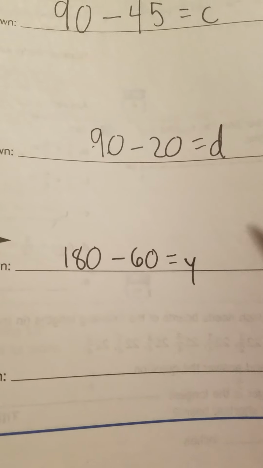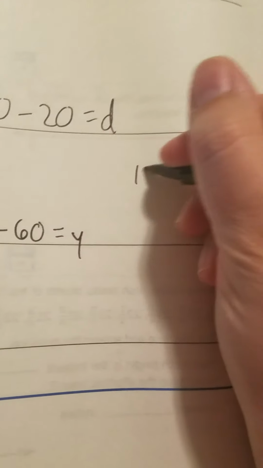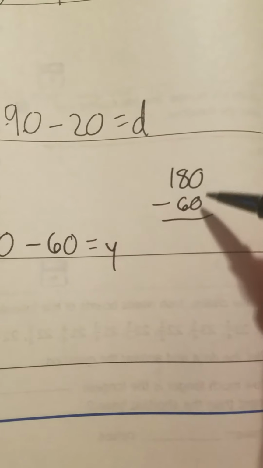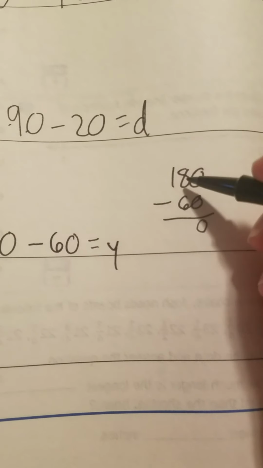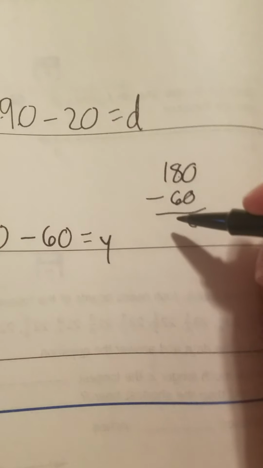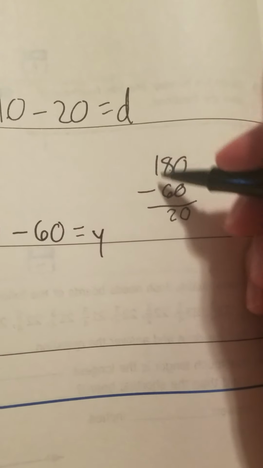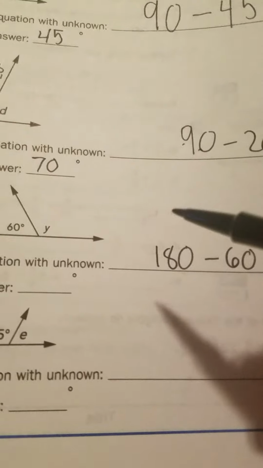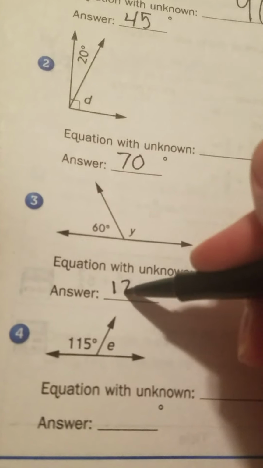All right. So now let's solve this one. 180 minus 60. 0 minus 0 is 0. 8 minus 6 is 2. And 1 minus 0 is 1. So our missing angle is 120 degrees.